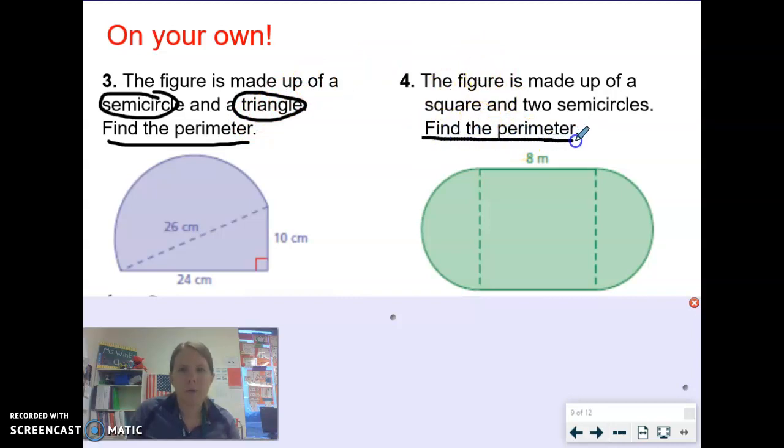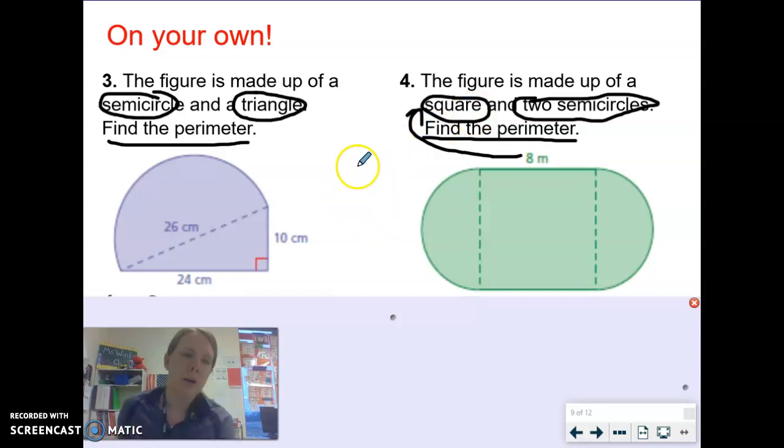Again, find your perimeter. You are given a square this time, not a rectangle, and two semicircles. Think about this one a little bit because it only gives you one measurement, but think about your square. What does this measurement mean based on what you know about squares? All right. Take a minute to pause the video, work out the problems. Once you have done that, feel free to continue on with the video. I will show my answers here and explain the thinking for these problems.